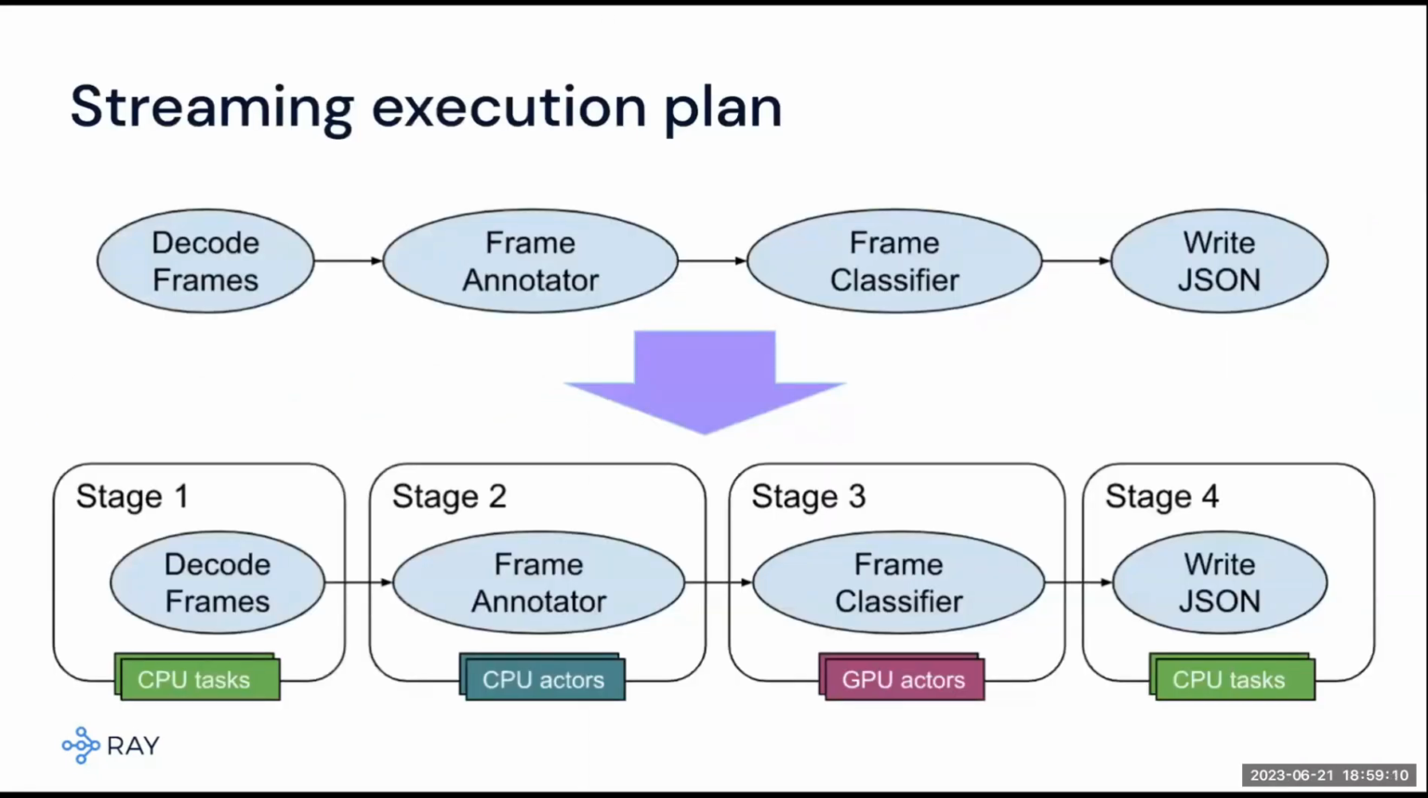And yeah, this is kind of a complex pipeline. Every transform ends up being its own operator. The first one's running on CPU tasks, the second one on CPU actors, the third one's on GPU actors, and the fourth one on CPU tasks. So Ray Data will stitch together this pipeline and run it in the cluster.